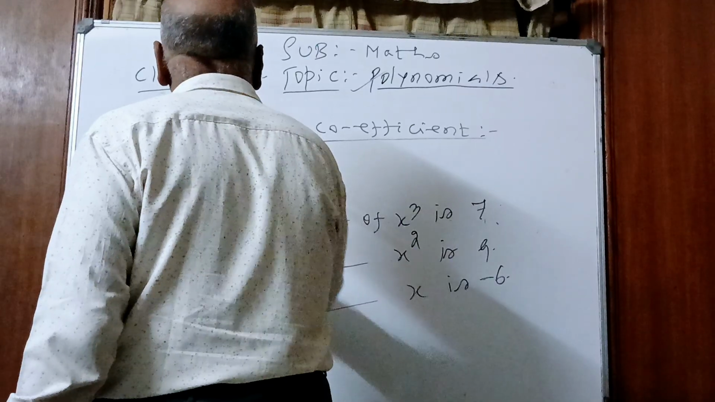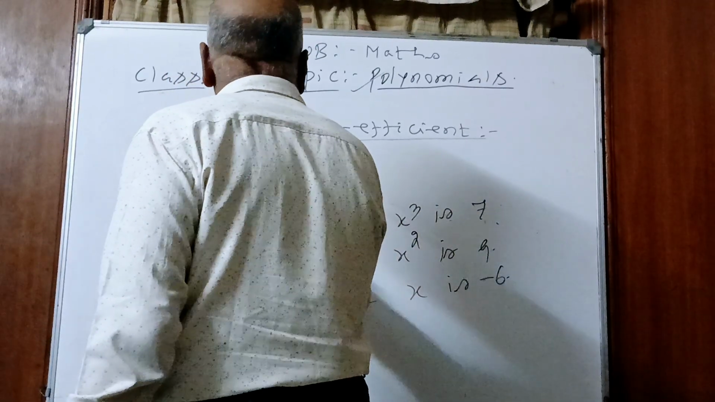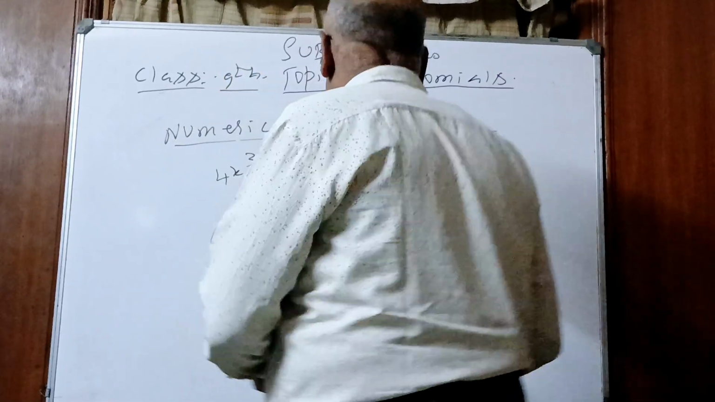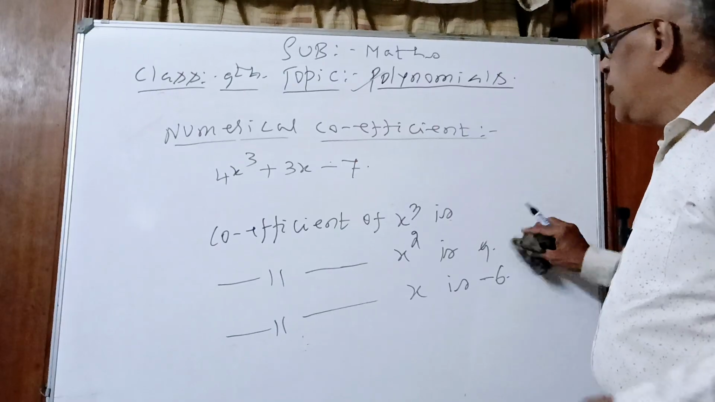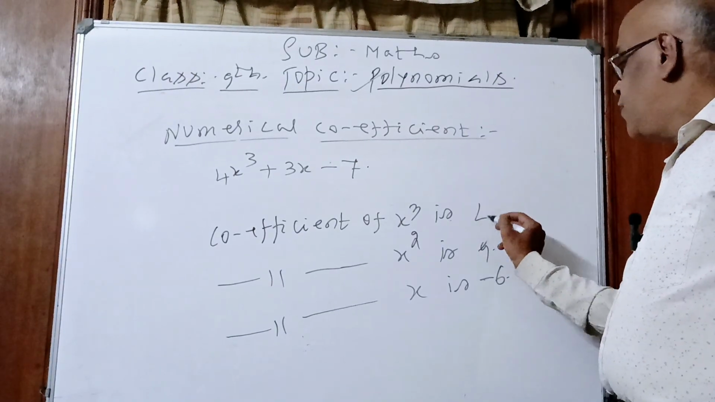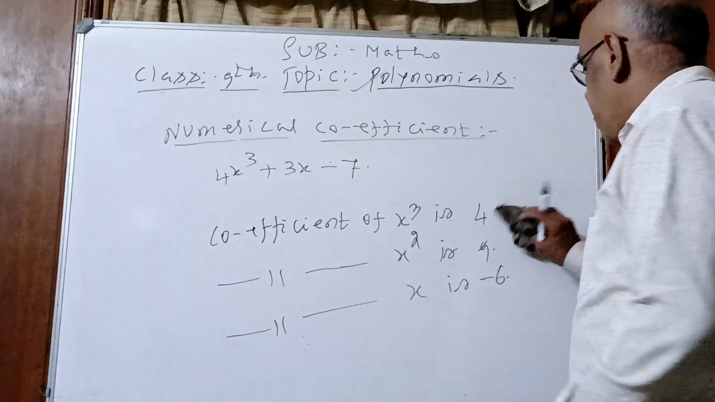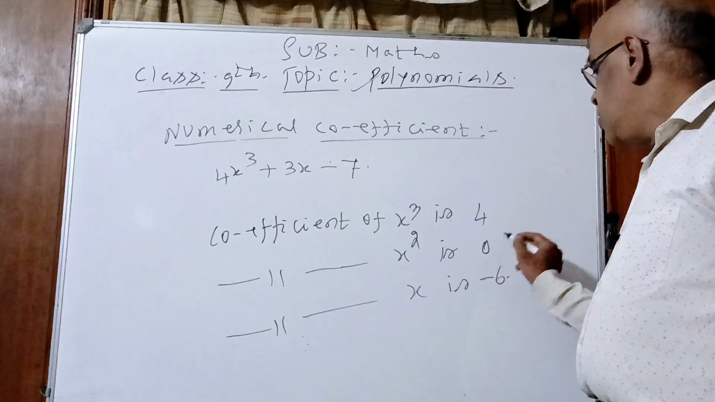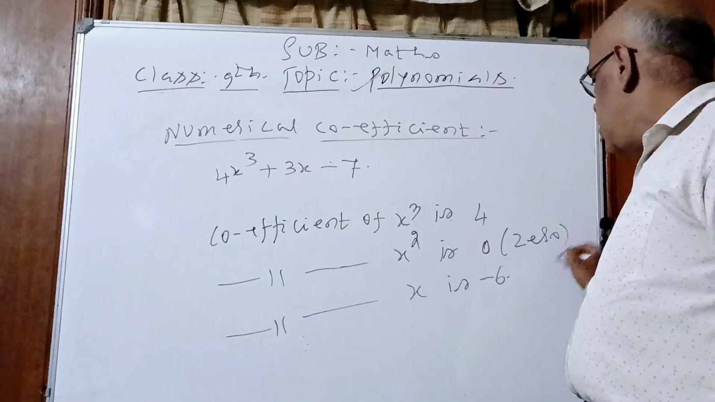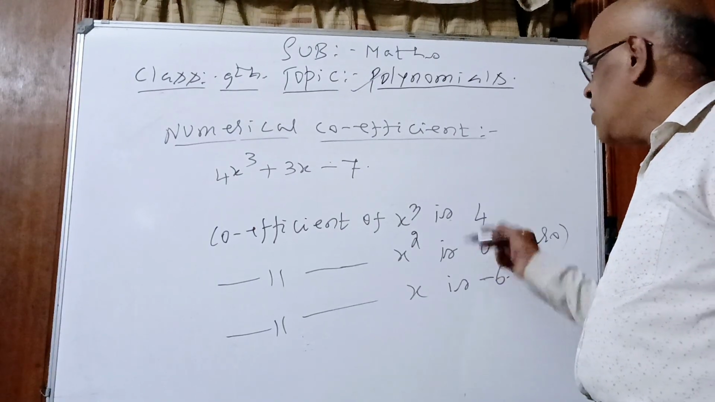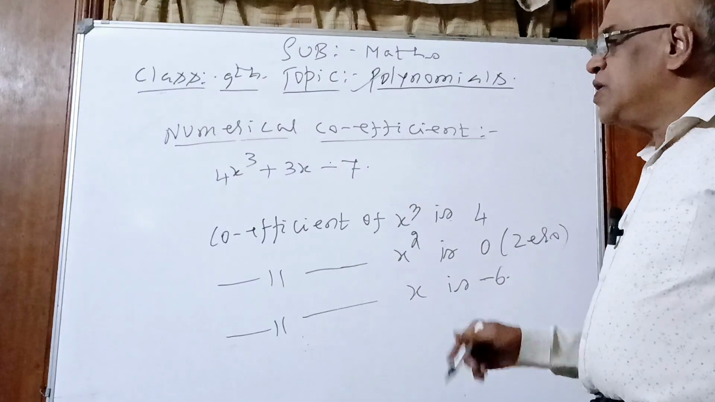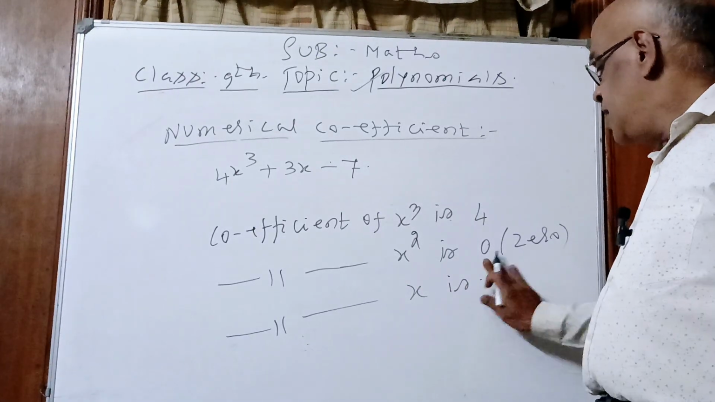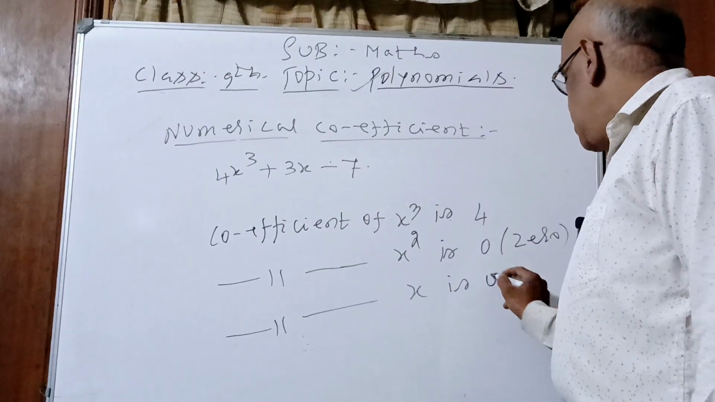4x cube plus 3x minus 7. What is the coefficient of x cube here? 4. Coefficient of x square? There is no x square term, isn't it? What is it? It is 0. Z-E-R-O. There is no x square term, so the question of coefficient does not arise; it will be 0. What is the numerical coefficient of x here? Sorry, the x term is there, so that is 3.